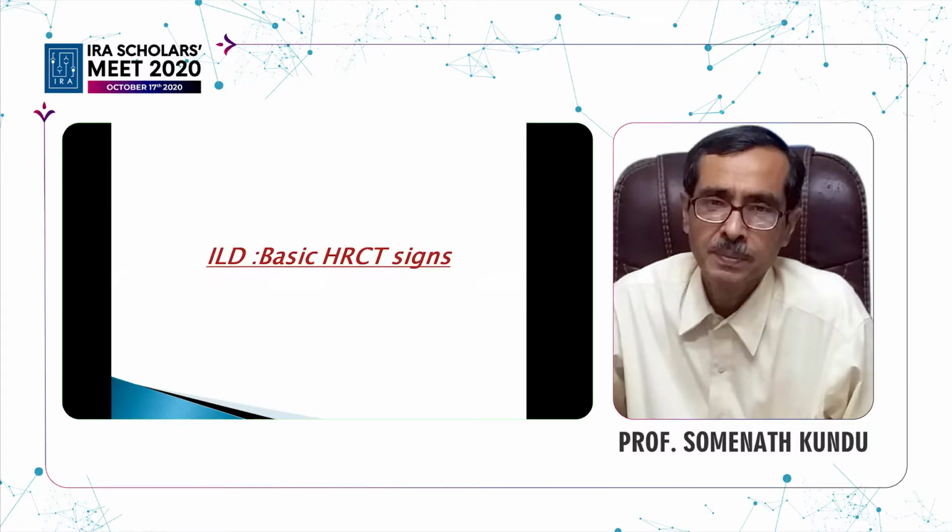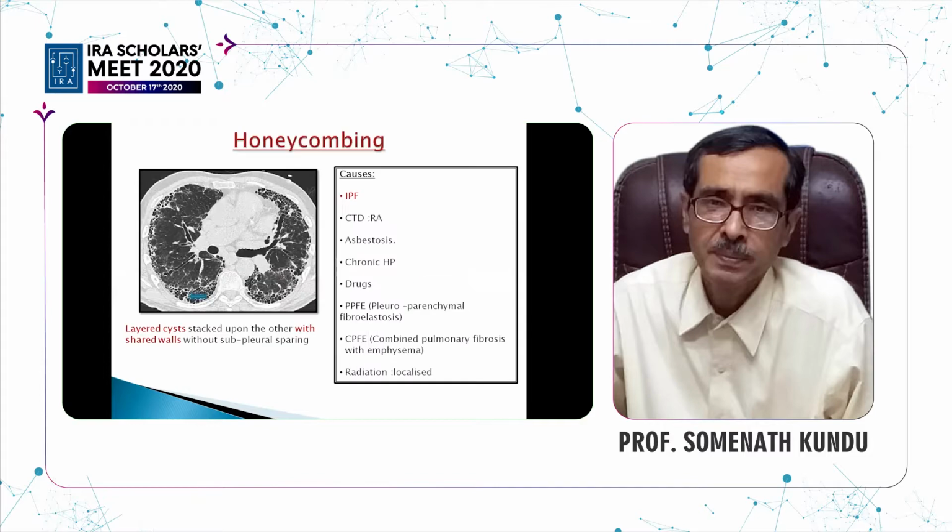So with these technical aspects, with this knowledge of technical aspects, we proceed to the basic science. The first, honeycomb, is defined if you get layers which are stacked upon one another, with shared walls. All the words are important. There must be layered sheets, and the walls must be stacked one upon the other. That is, layered sheets stacked upon one another with shared walls is what is known as honeycombing.